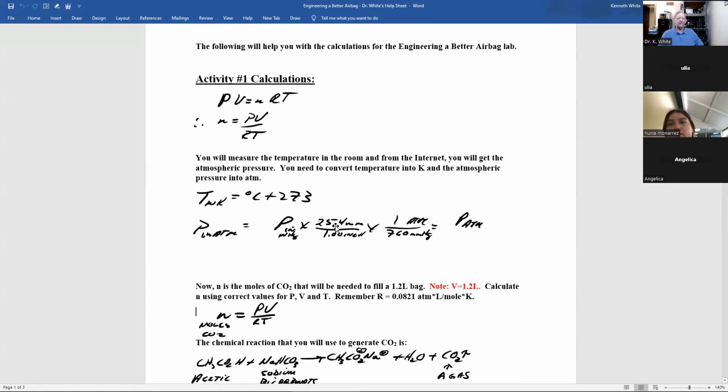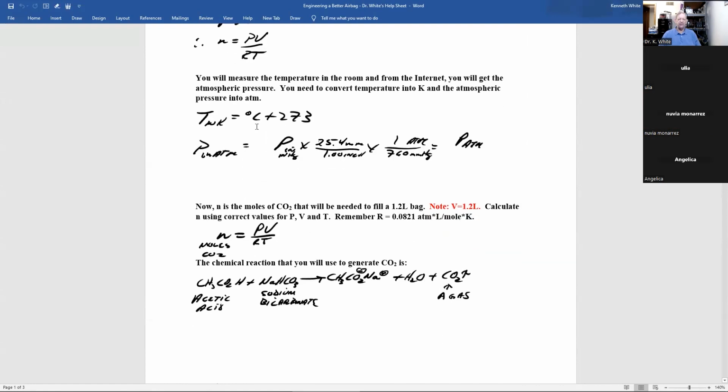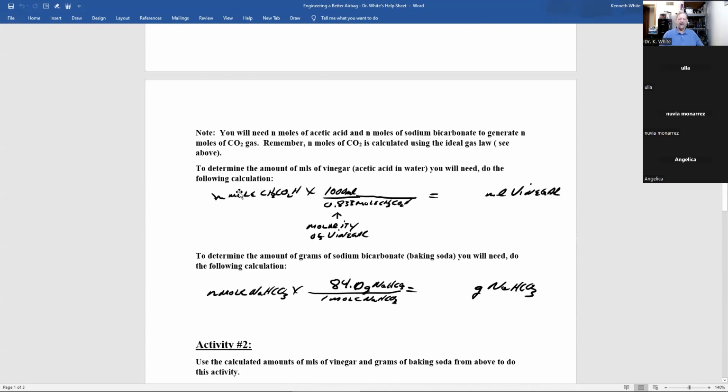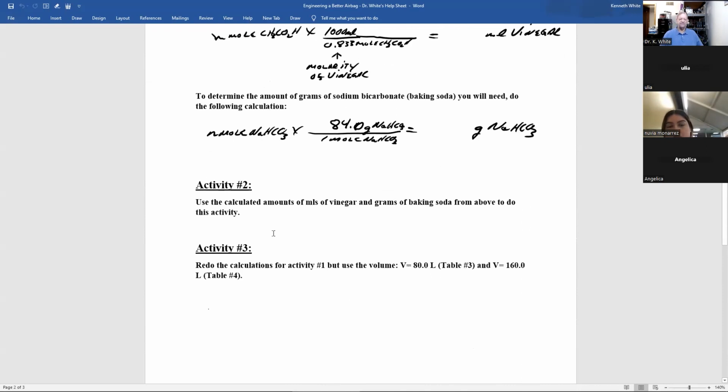All right, what you're going to do is use this equation, N equals PV over RT, to calculate the moles of CO2. Here's the temperature, you'll measure that. The pressure, you get in inches from the Weather Underground. And you'll calculate, for V equal 1.2 liters, what N is. You'll put N in here to calculate milliliters of vinegar, put N in here to calculate grams of sodium bicarbonate, baking powder, or soda. I always say the wrong one.